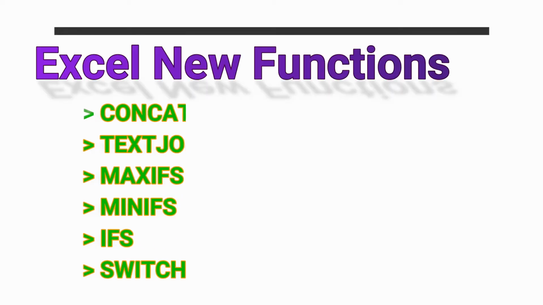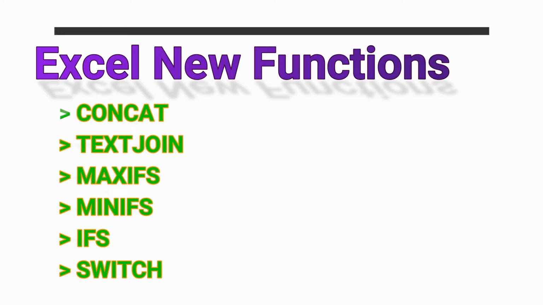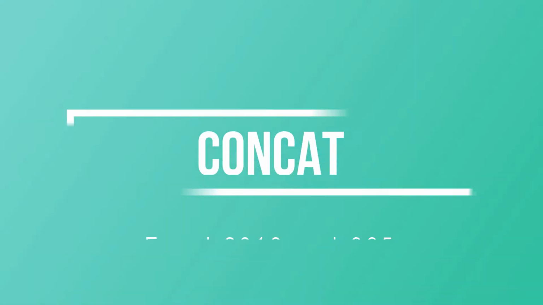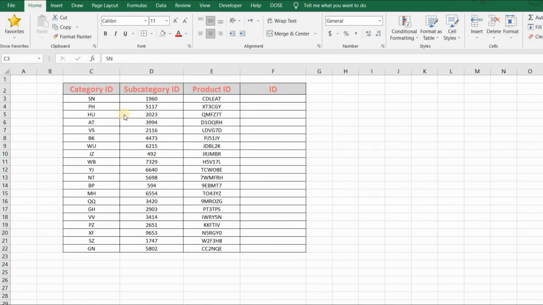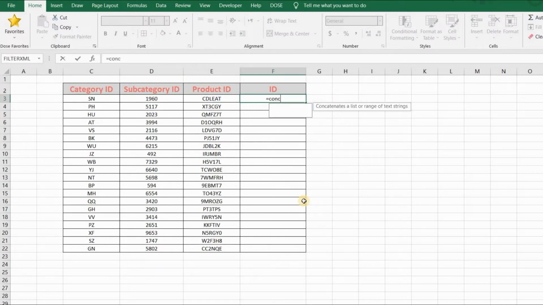Let's have a look at the 6 new Excel 2019 and 365 functions. Let's say we have category ID, subcategory ID and product ID, and you want to combine them all to create a unique ID. You can do that easily using Concat function like this.